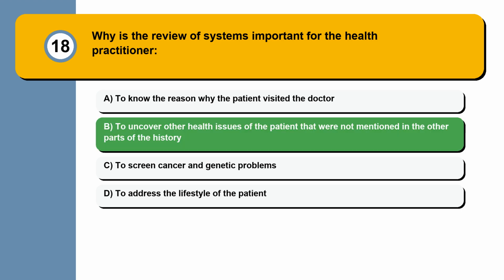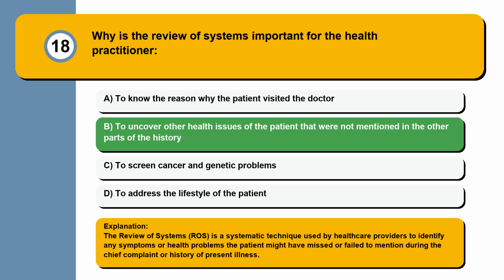The correct answer is option B, to uncover other health issues of the patient that were not mentioned in the other parts of the history. Explanation. The review of systems, ROS, is a systematic technique used by healthcare providers to identify any symptoms or health problems the patient might have missed or failed to mention during the chief complaint or history of present illness.